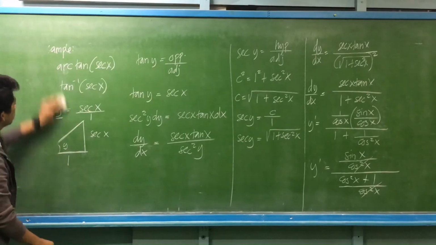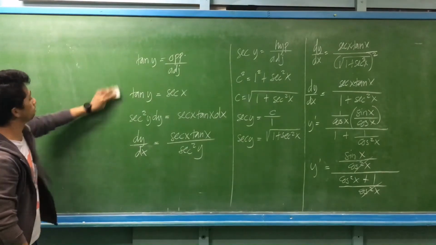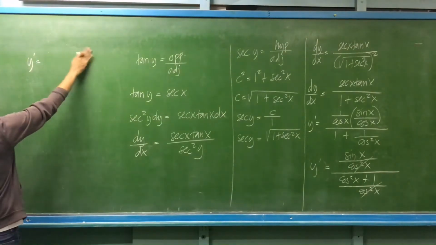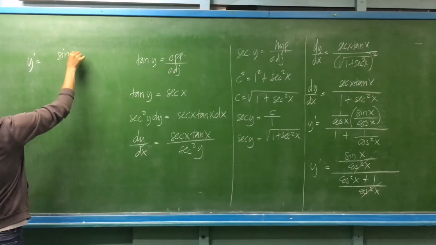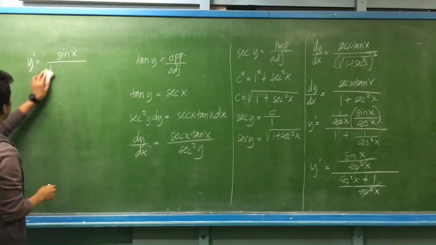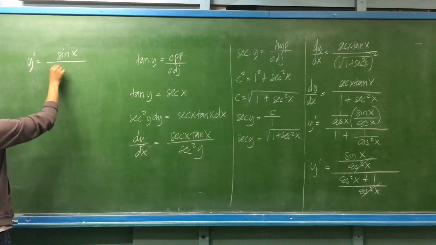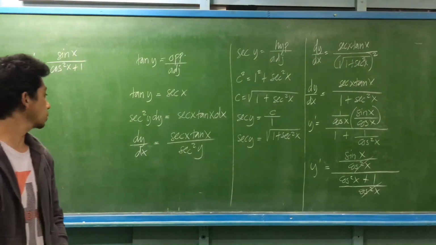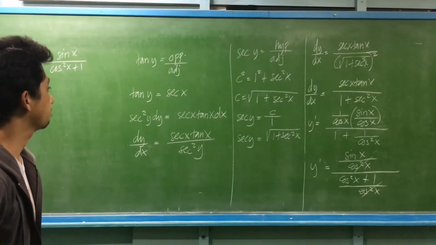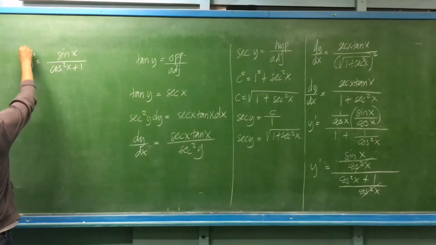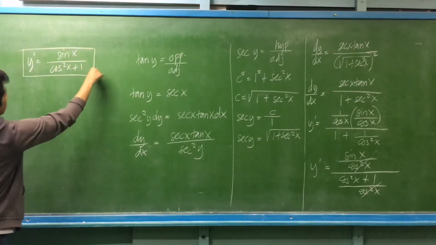So what is left there? The remaining y prime is now equal to, in the numerator, sine of x, divided by cosine squared of x plus 1. So this will be our answer for the equivalent of y prime.